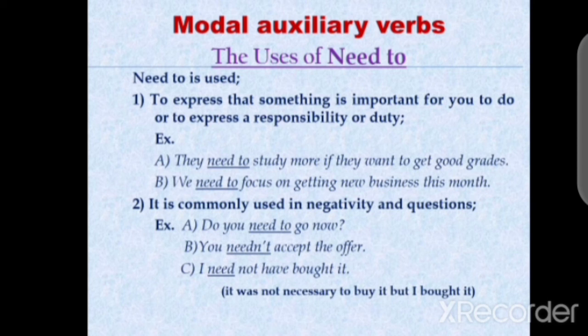Next rule, it is commonly used in negatives and questions. For example, do you need to go now? So, in questions, you need not accept the offer. So, in negatives, I need not have bought it. So, it was not necessary to buy it, but I bought it.